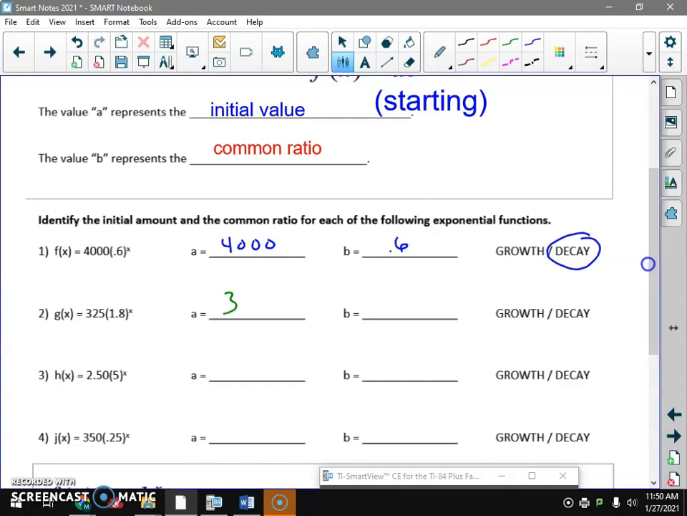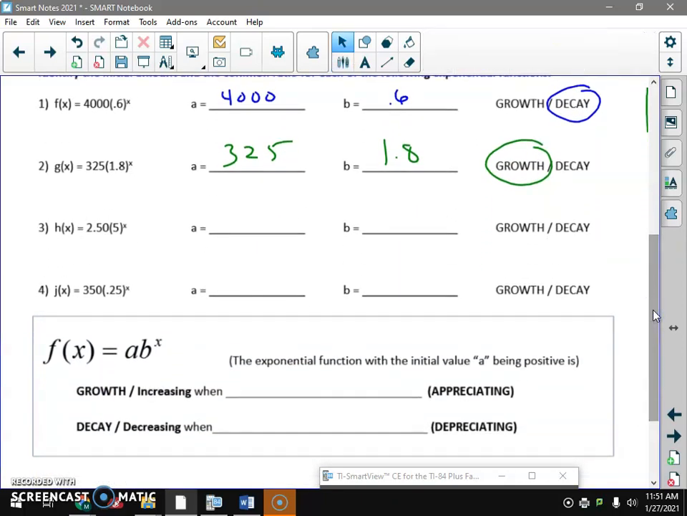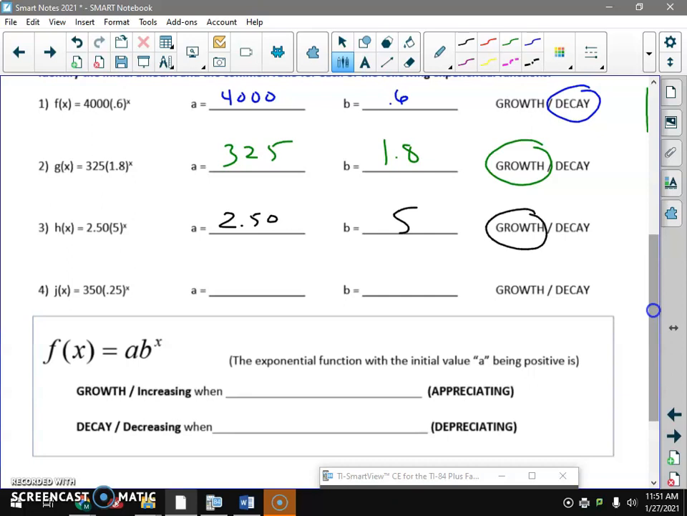A, the initial value up front, 325. B, 1.8. Now it is a decimal, however, the decimal is bigger than 1, so that means it's going to be growth. You got it. Next example, 250 is A, B is 5, and B is definitely bigger than 1, 5, way bigger, so it's growth. And the last one, A, the initial value or starting value is 350. B is 0.25. That's a decimal smaller than 1. It's going to be decay, backwards J, decreasing.